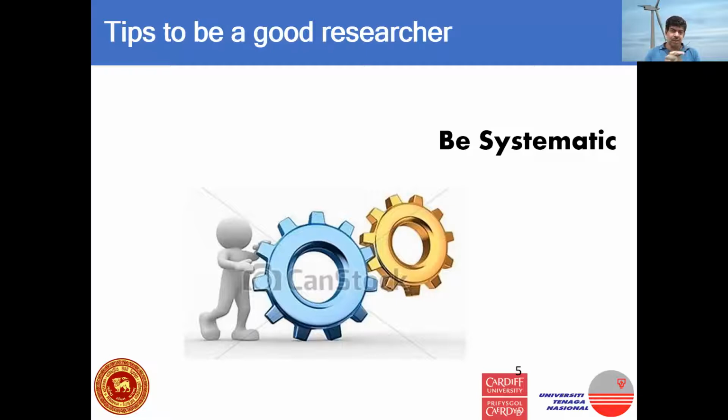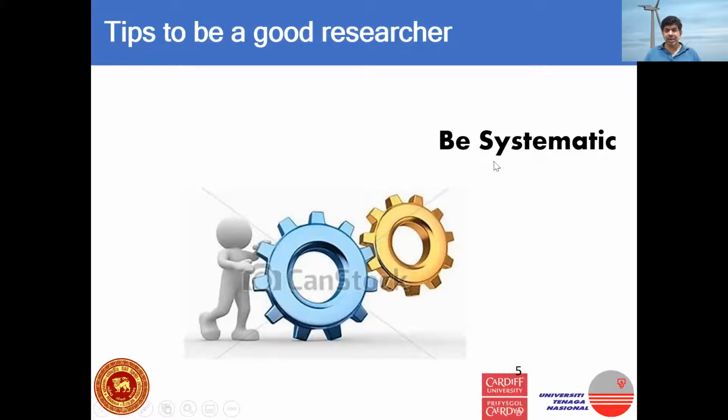Now, we'll start with some tips to be a good researcher. The first thing is we need to be systematic. One of the main problems in some of our researchers is they try to take shortcuts in order to get certain outputs quickly. Of course, in today's world, you can take shortcuts, but in the long run, that's going to work against you.